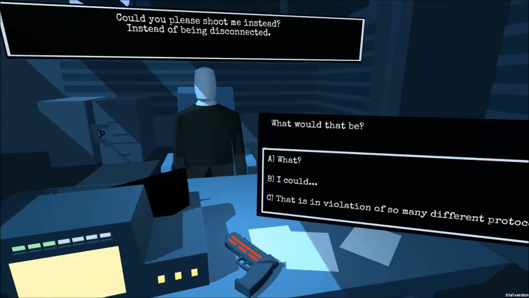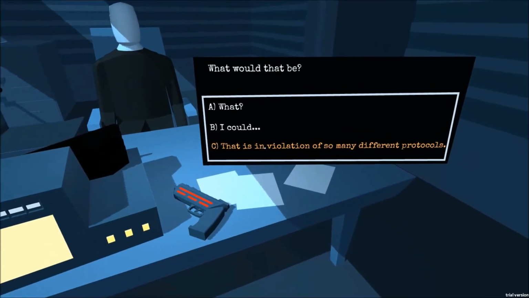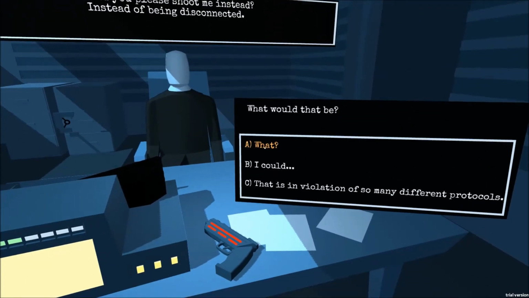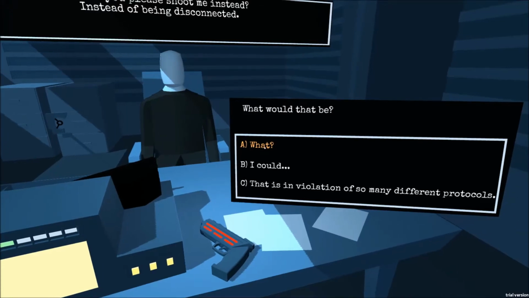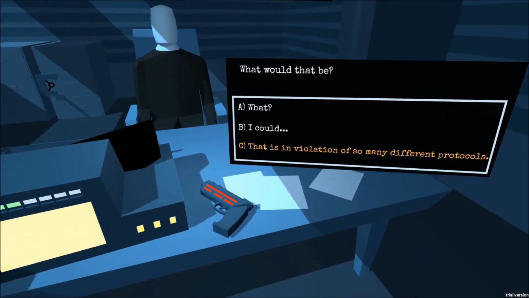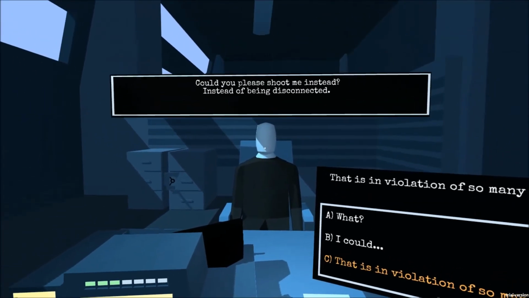I'm gonna go with this option. I chose that one last time, but that was just because that was my initial reaction, but now that I've had to go through this again, instead I'm going to be very professional about it. This is a violation of so many different protocols.